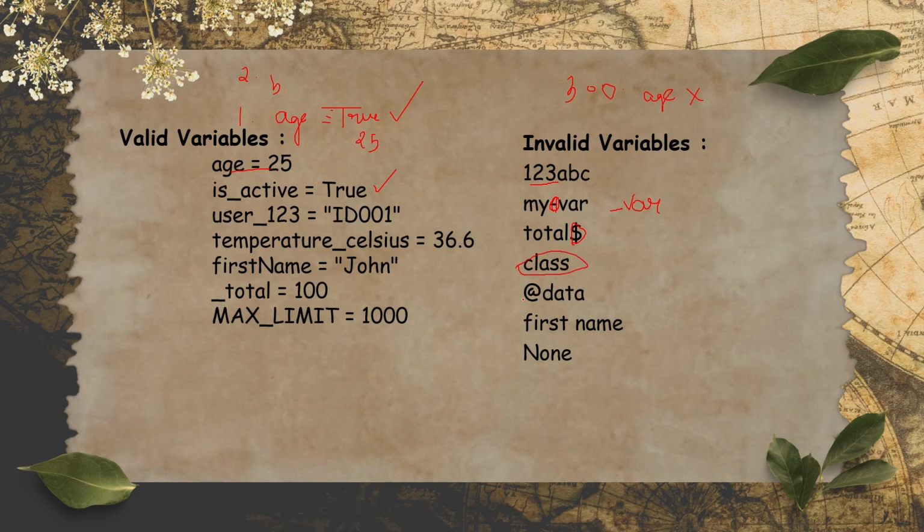Similarly, at the rate data, except underscore, we cannot use any of the special characters. And first name is completely wrong because it has a space. When I replace this with first_name, then it is a valid variable. Similarly, None, even None is a Python keyword. So these are the list of valid and invalid variables.